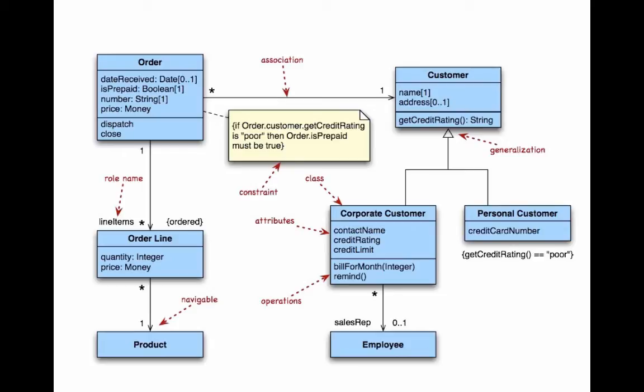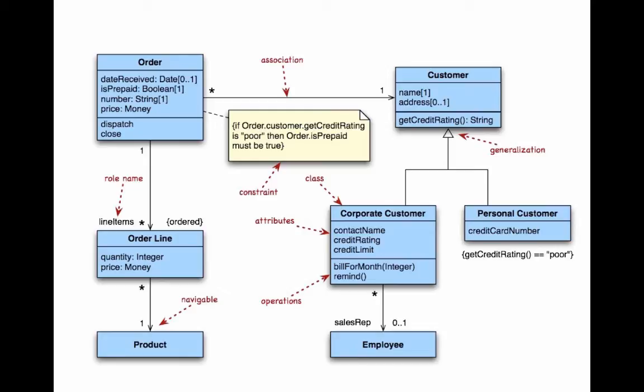Notice also the role name line items. This is simply going to be the name of your field. So in Java, you would have a field in the class order that was named line items, and the field would have type list of order line.